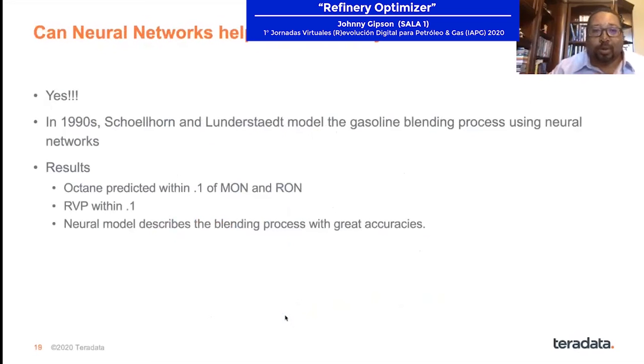So can neural networks start with giveaway? Yes, it's been proven many times. There are plenty of papers out there. Some of the practices used are from Schulholm and Lundestad, two of our German friends who put this together in the 90s, and they predicted it within 0.1 and explained that with great accuracy. There are more papers out there pushing this even more into the emission type space.